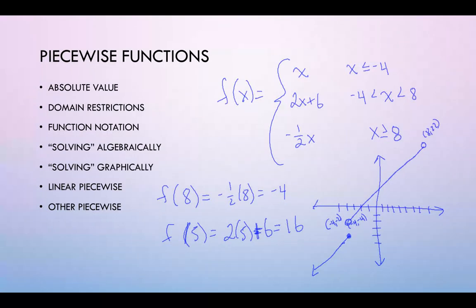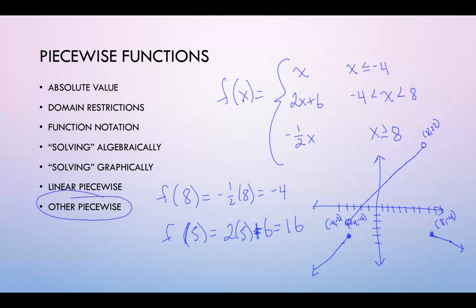When I go and I plug in 8 here, we did that one. We get negative 4. So 8, negative 4. That's where you got a closed circle. 8, negative 4. And then what's my slope? Negative 1/2. So I would go down 1, right 2. And there's my line. There's the rest of it. Right? So solving algebraically, this is what I mean.